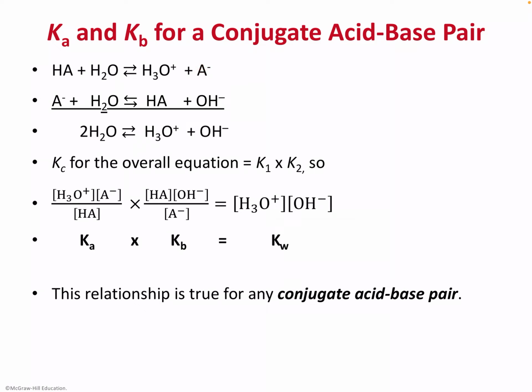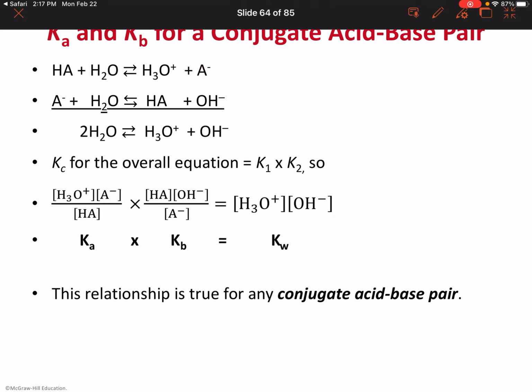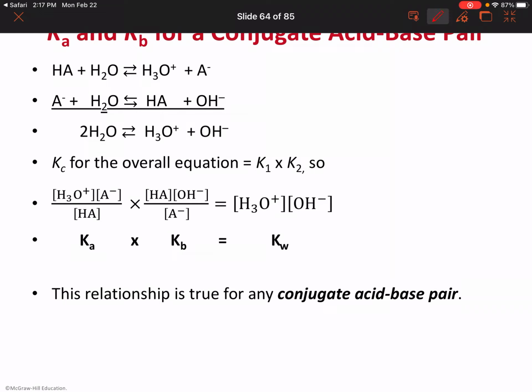When you add the two together, what's going to happen? So this HA gets cancelled when you add the two together. And then A minus is cancelled. So water and this water molecule make it two water molecules. From this side you have hydronium and hydroxide. So basically two water molecules giving you hydronium ion and hydroxide ion.